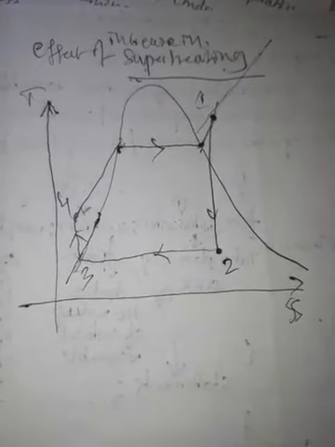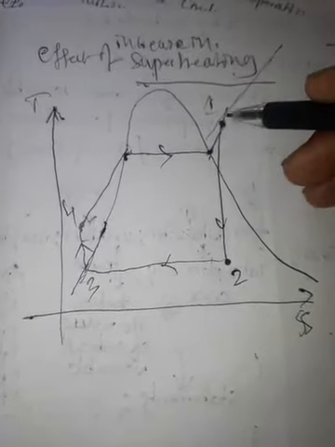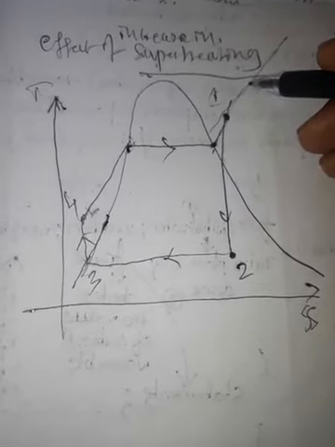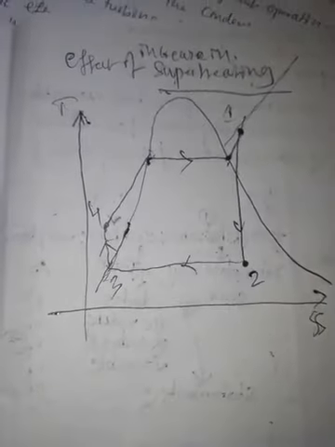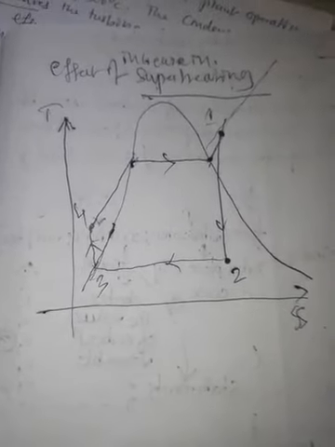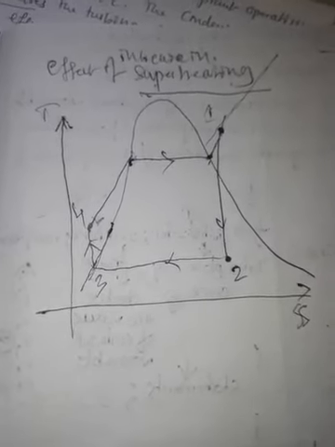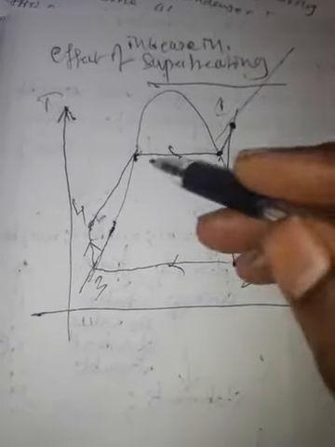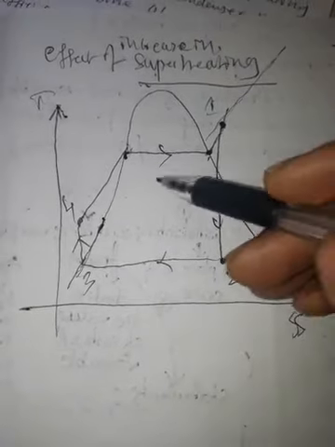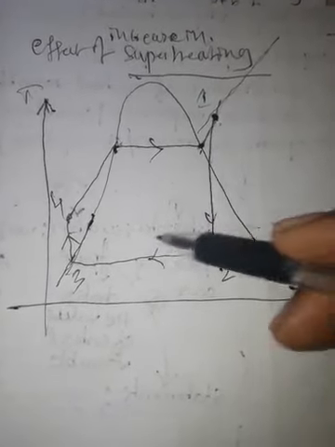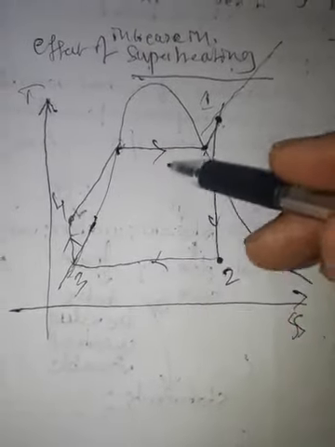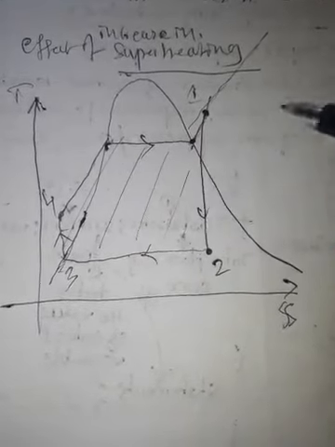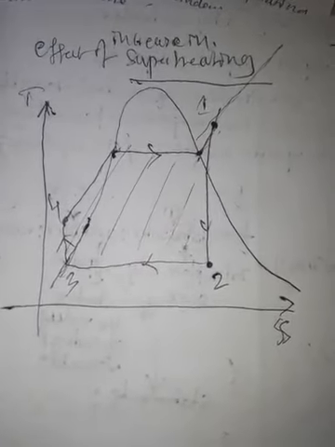So here, if I increase the degree of superheat or superheat temperature from 1 to 1 dash, what is the effect we have to observe? First of all, what is the net work without increase in the superheat? The area enclosed between 1, 2, 3, 4, 1. This is the area which gives net work before increase in the superheat.